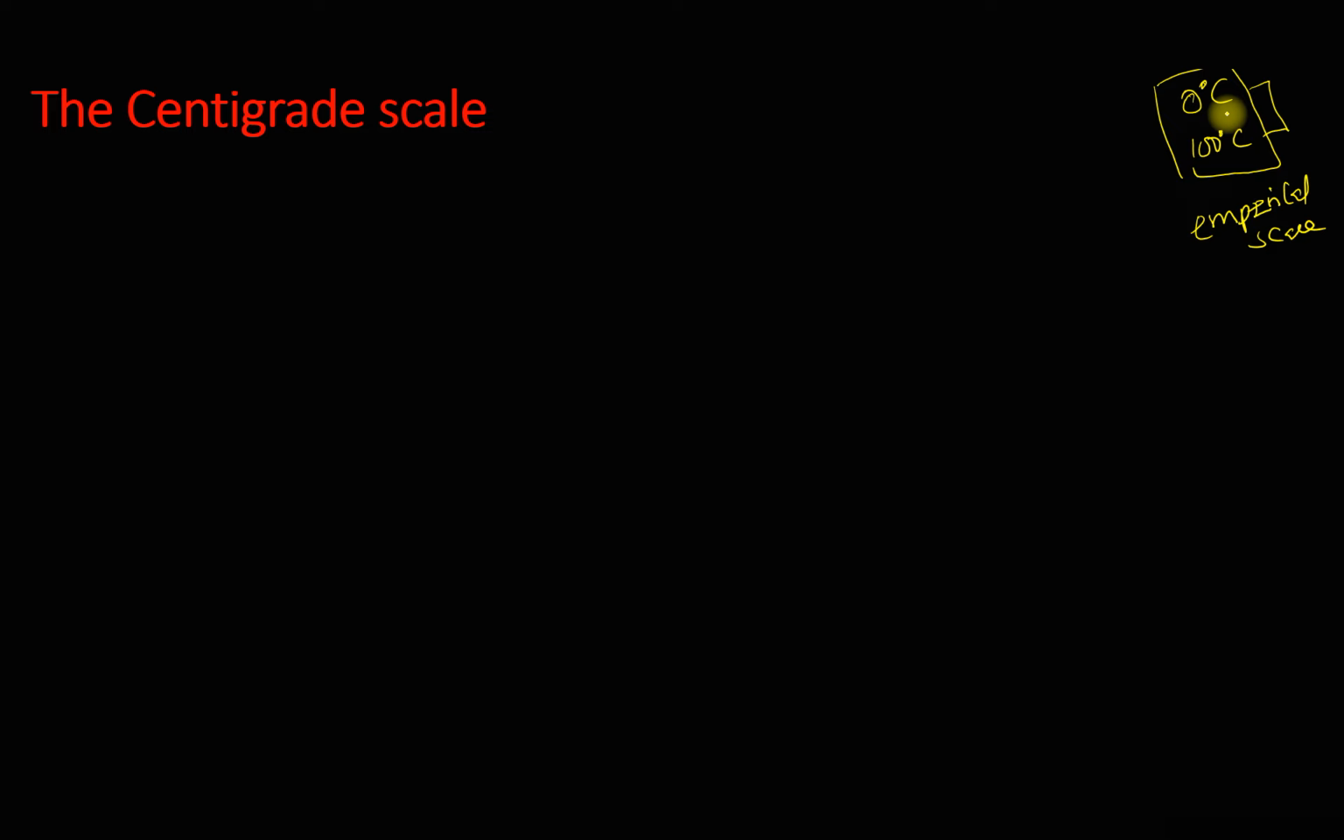That is, we are going to measure the thermometric property at ice point. We shall measure the thermometric property at steam point. And then we divide the range between 0 degrees Celsius to 100 degrees Celsius into 100 equal divisions to come up with what we call the centigrade scale or the empirical centigrade scale.